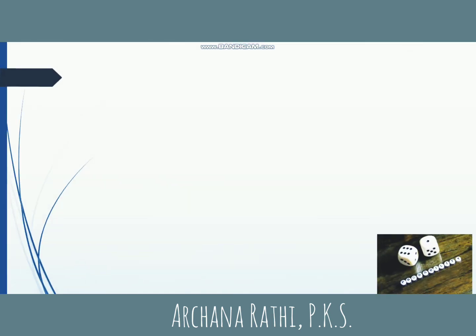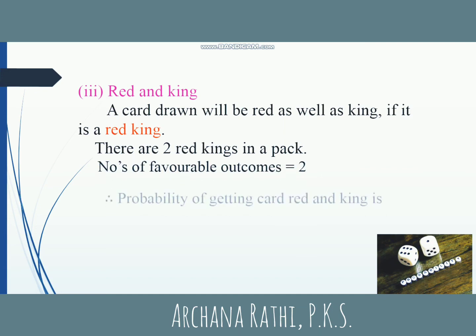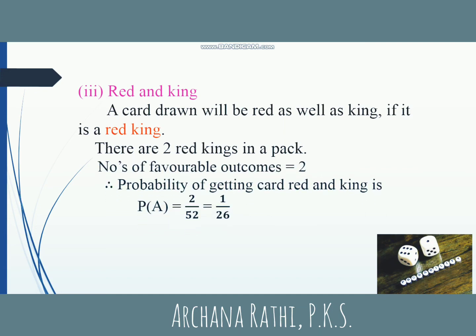Now the next one is red and king, means the card drawn should satisfy both conditions, that it should be red as well as king. So a card drawn will be red as well as king only if it is a red king, and you know that there are only 2 red kings in a pack. So the probability of getting red as well as king is 2 upon 52, that is 1 upon 26.